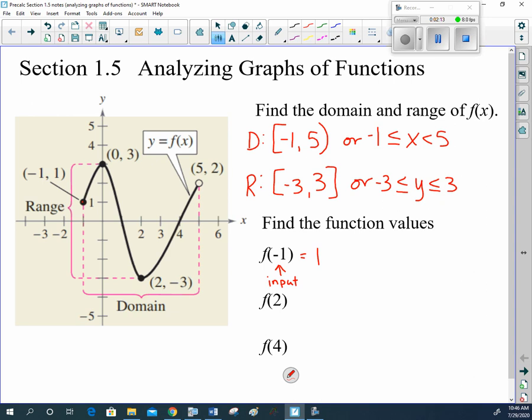F of 2, so same thing. I'm going to come over here with 2. I'm going to come down to this point, and that turns out to be -3. So it's the point right here, 2, -3. And then f of 4, so I'm going to come over here where x is 4, right here. And the y value there is 0, so that would be the point for 0.